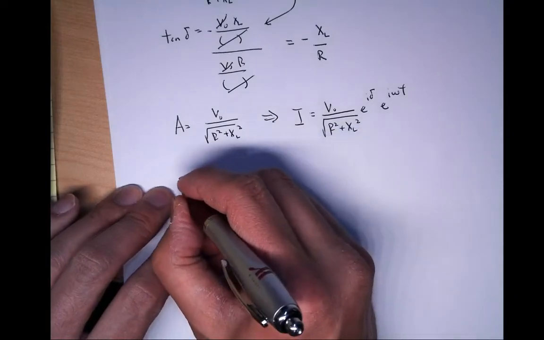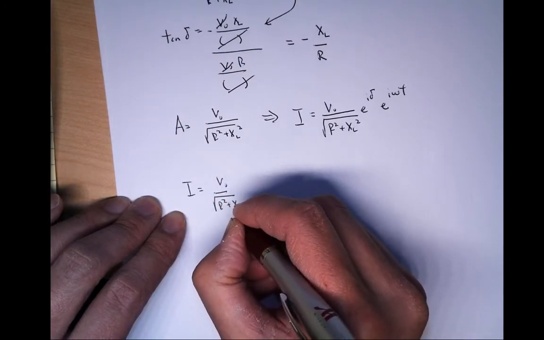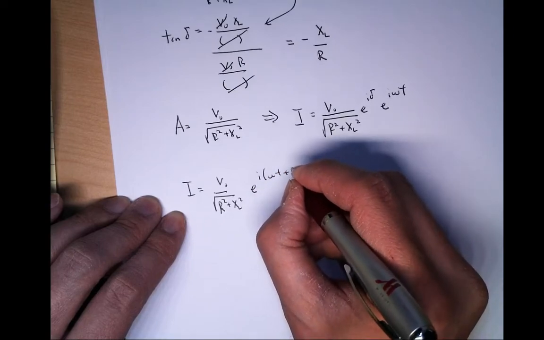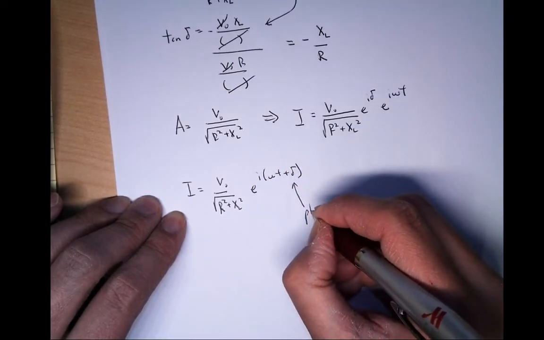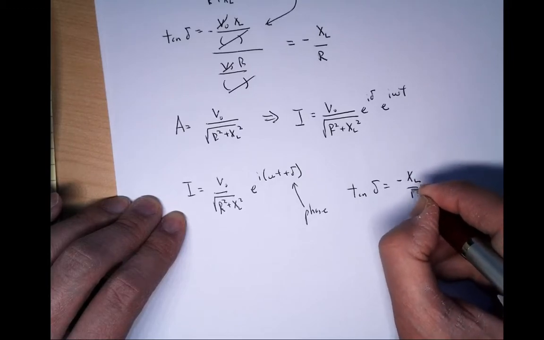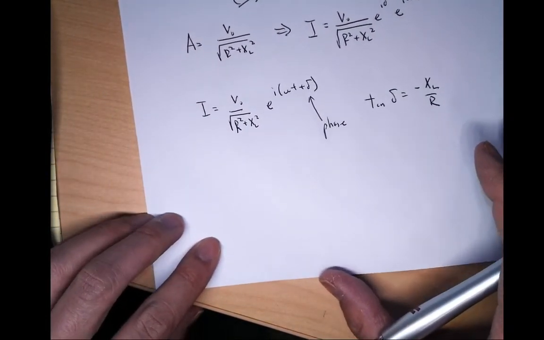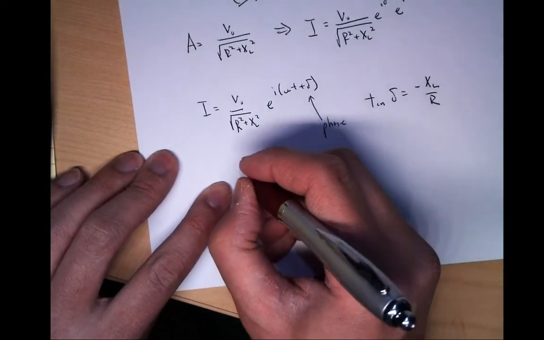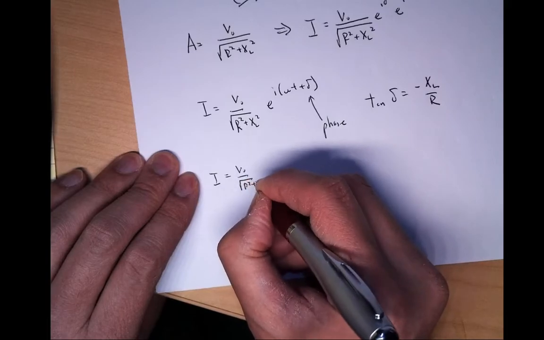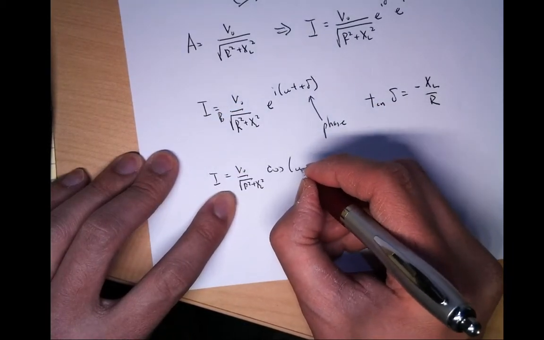And so another way of writing this is I is equal to V0 over the square root of R squared plus X_L squared, e to the i (omega t plus delta). And so this is the phase, which is given by tangent delta equal to minus X_L over R, as we found earlier. So basically, you could write this, in the real part, as V0 over the square root of R squared plus X_L squared times cosine, because you take the real part of this thing, cosine of omega t plus delta.